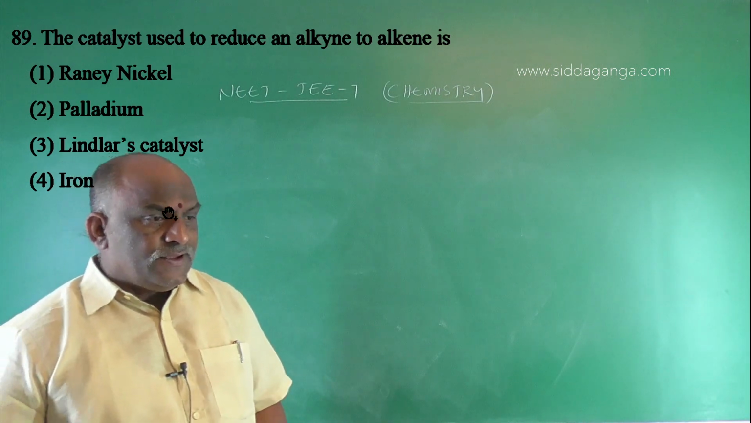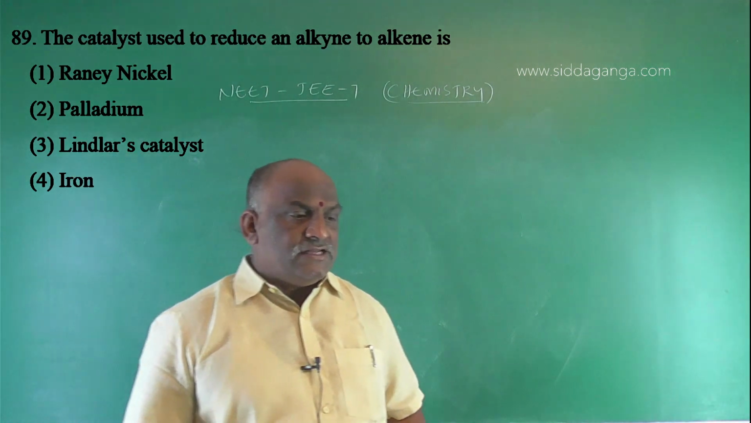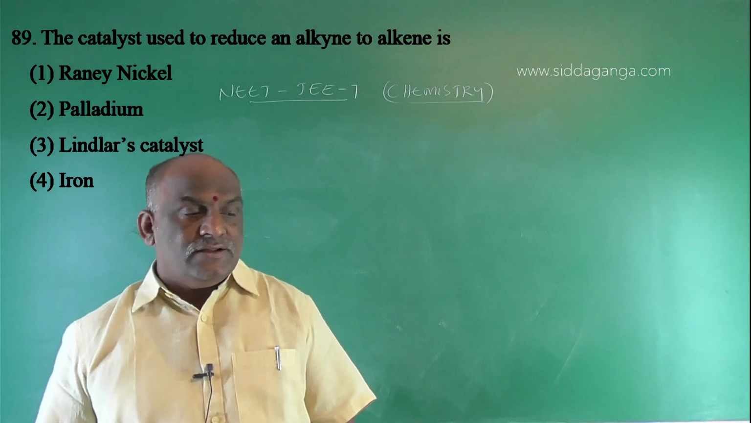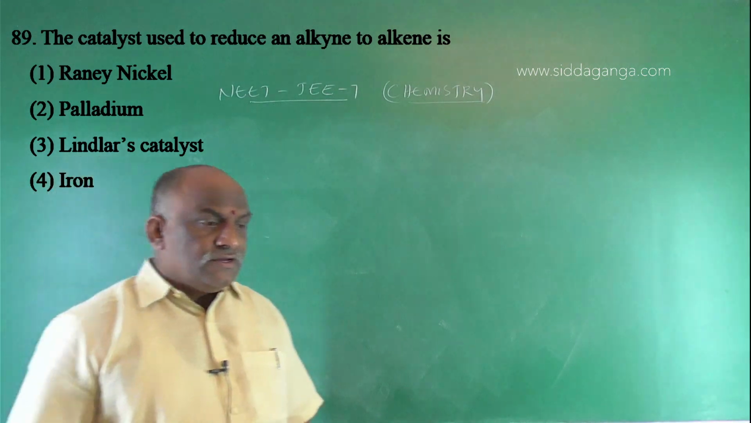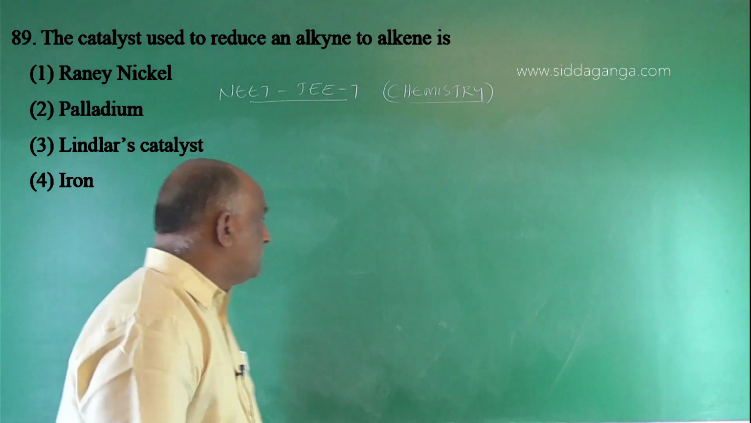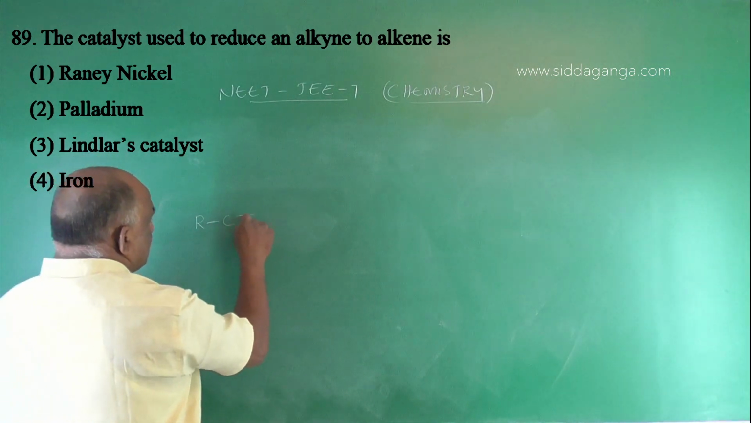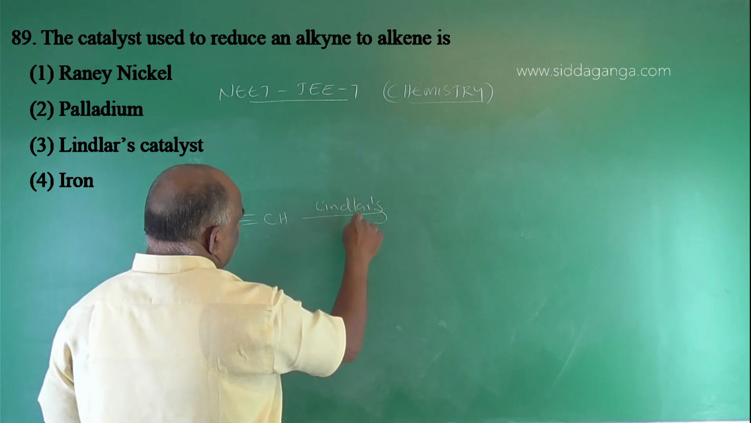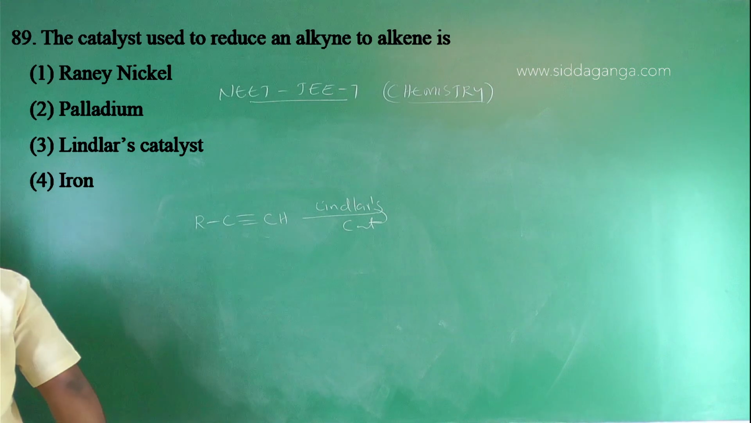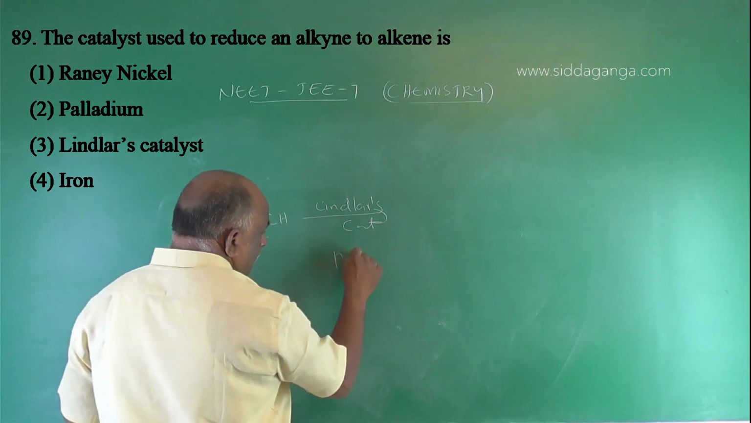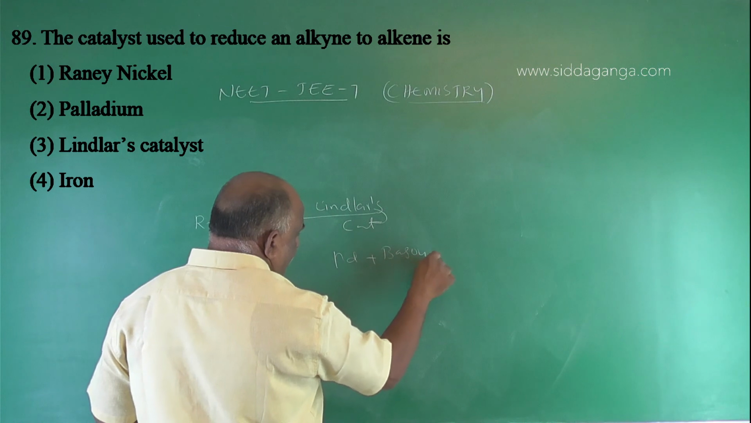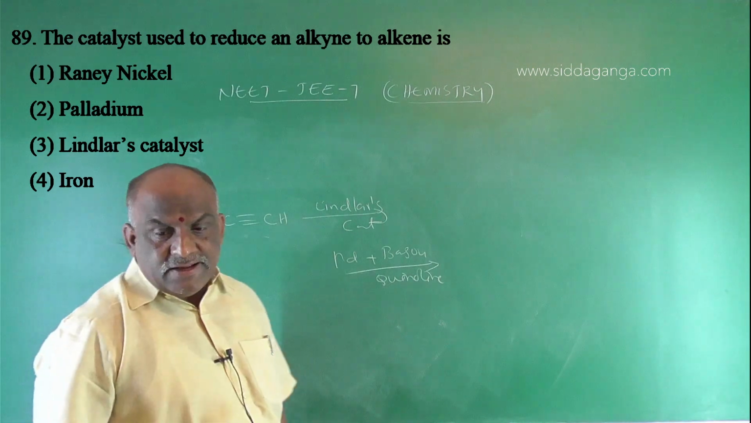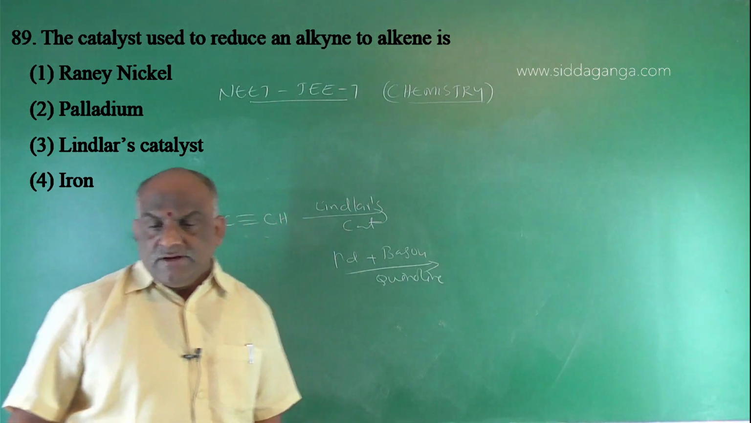And next, the catalyst used to reduce an alkyne to an alkene. We will go with the third option. It is Lindlar's catalyst, for RC triple bond CH. So what is Lindlar's catalyst? Palladium barium sulfate plus quinoline. This catalyst, palladium barium sulfate plus quinoline, is called Lindlar's catalyst.